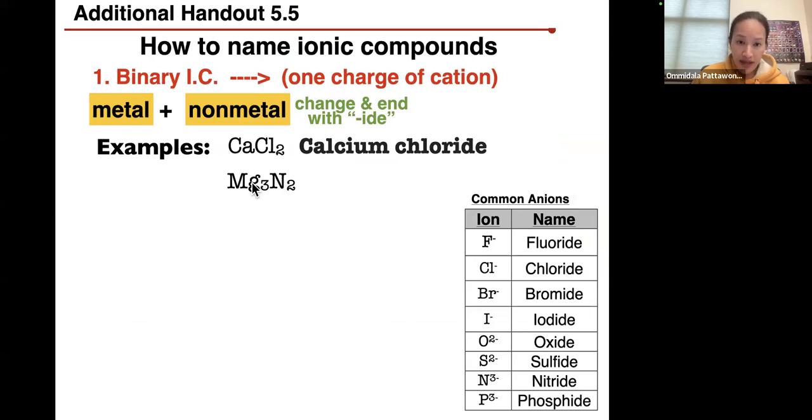This is a main group element again. This is a binary ionic compound because it contains two elements, two types of element. So the name would be magnesium, and then nitrogen changed to nitride.